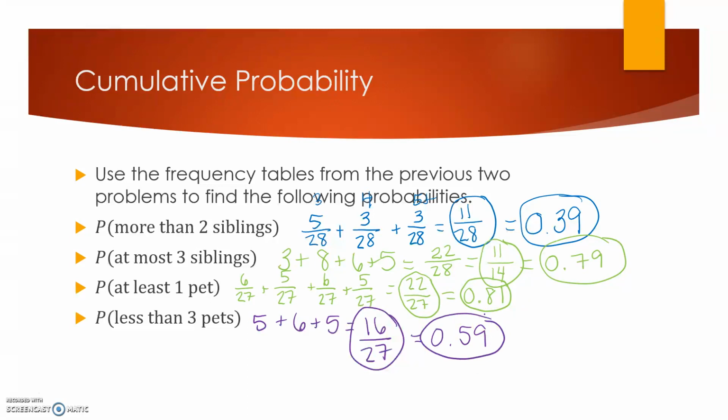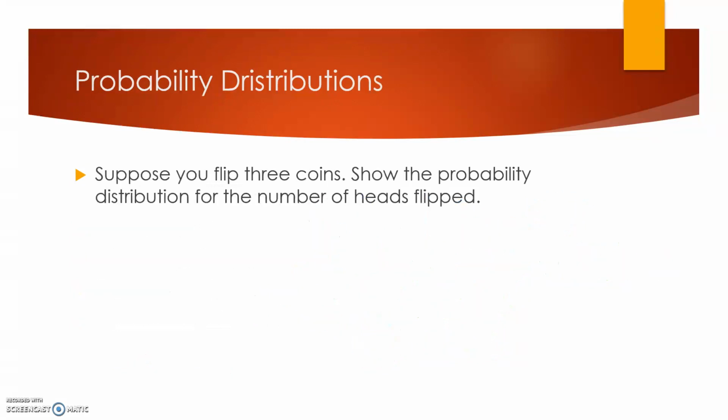So that's cumulative probability. The most important thing to do is to read these very carefully. So when it says something like more than 2 siblings, it's a matter of figuring out, does it mean greater than or greater than equal to? Does it mean less than or less than equal to? So ask yourself, if it says at most 3 siblings, do I include 3 or do I not include 3? That's the biggest challenge, I think, in doing these problems.